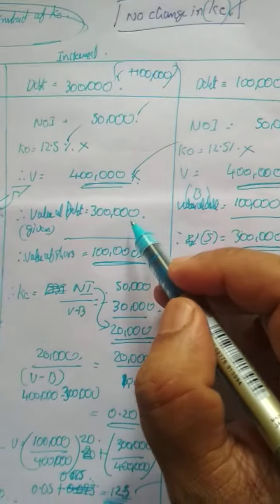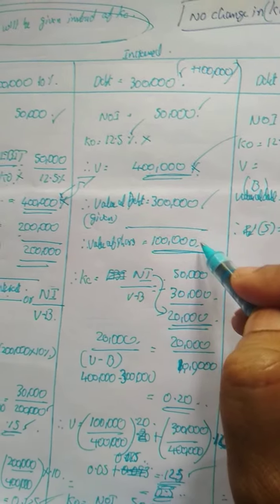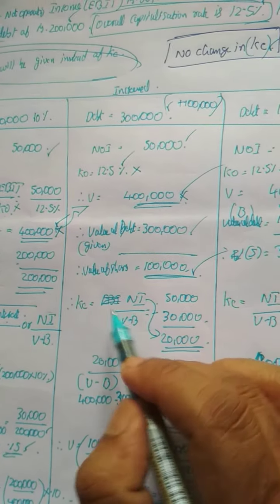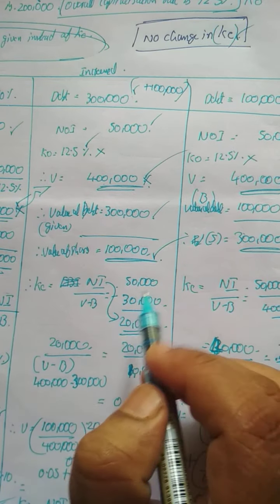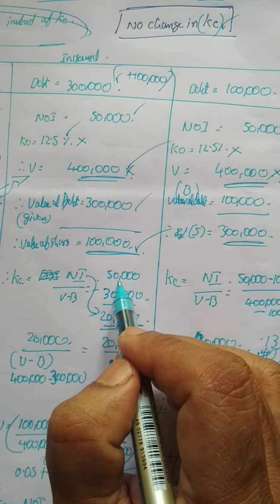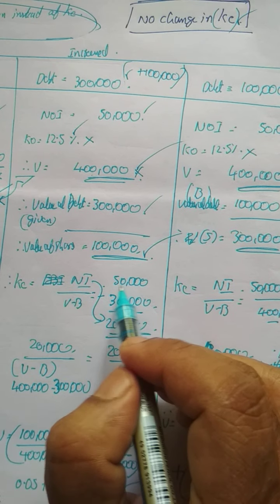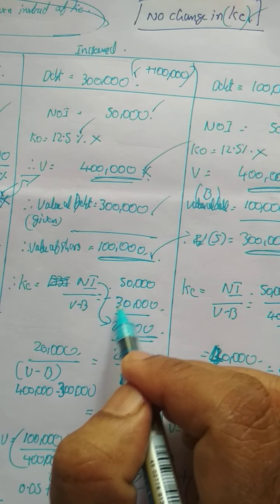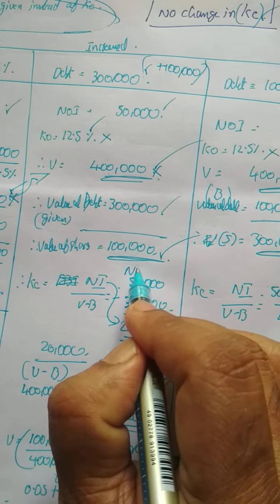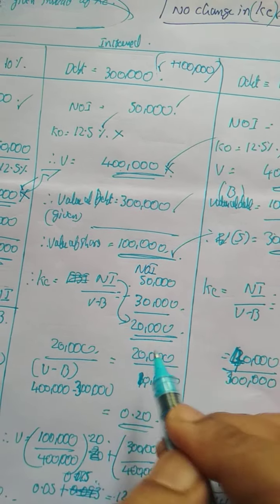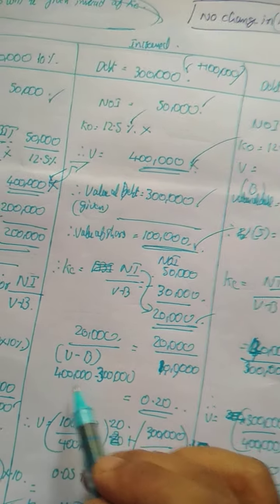But the value of the debt differs because an increase of 1 lakh has been made here. So the value of the debt increases. So V minus value of debt, we will get value of shares. Now how do we find out KE? KE is net income divided by V minus B. Net income here is 50,000 minus 30,000 interest, we will get 20,000.